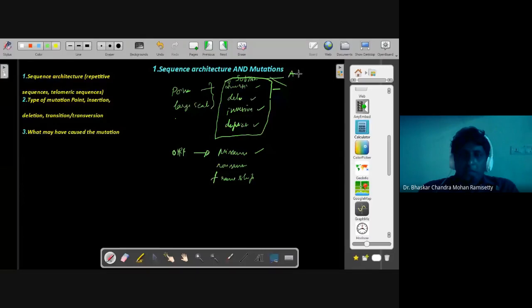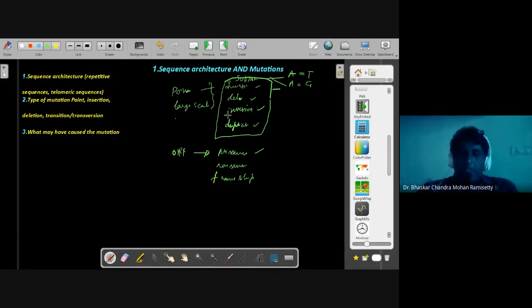Can anybody say, if A is changed to T, what would it be? If A is changed to G, what would it be? If A is substituted with T, what would you call it? There are two terms, transition and transversion. I hope you recollect that.